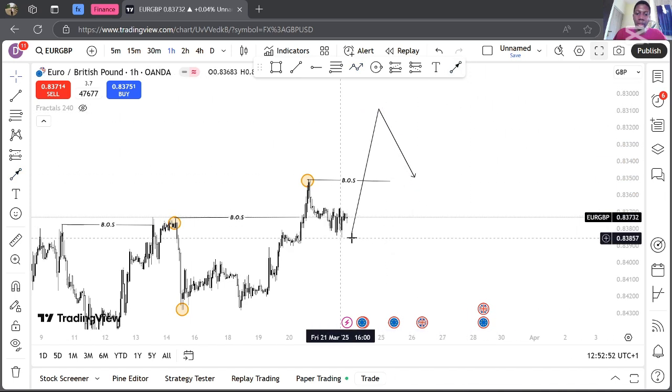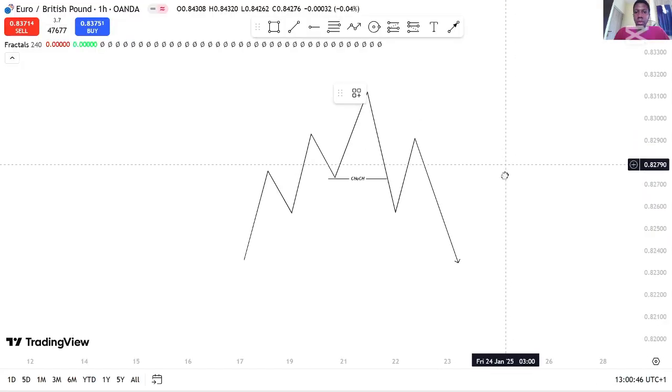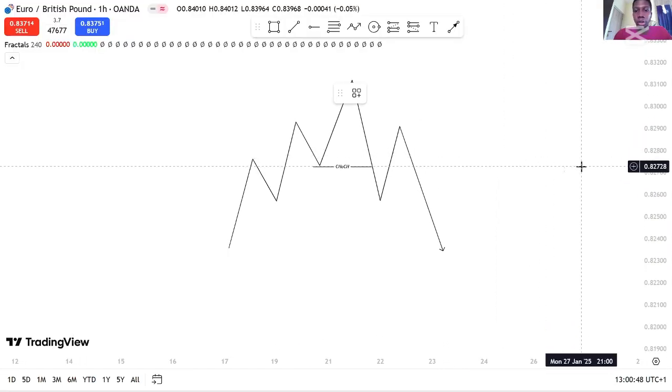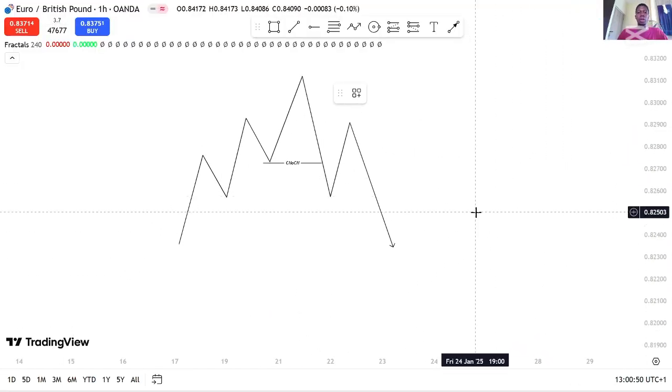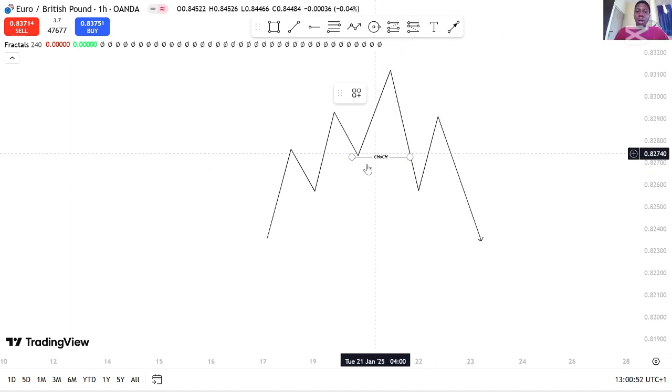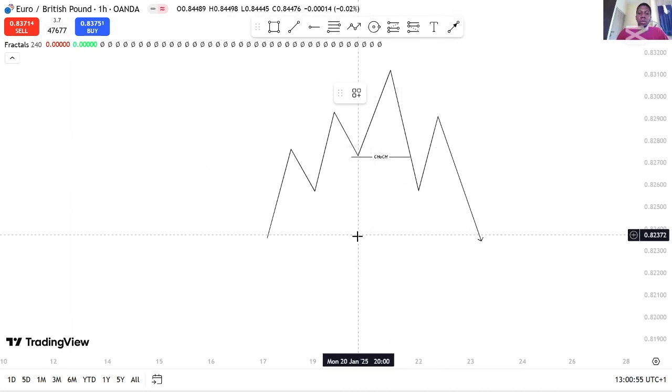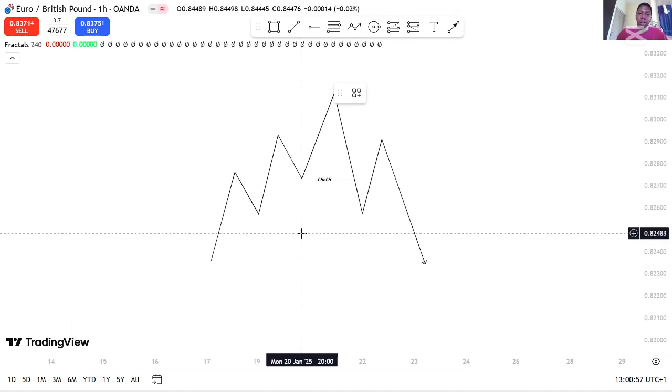before we can call this a higher low. So now that we know what a break of structure is, let's talk about change of character, or CHoCH for short. A change of character is basically a reversal.